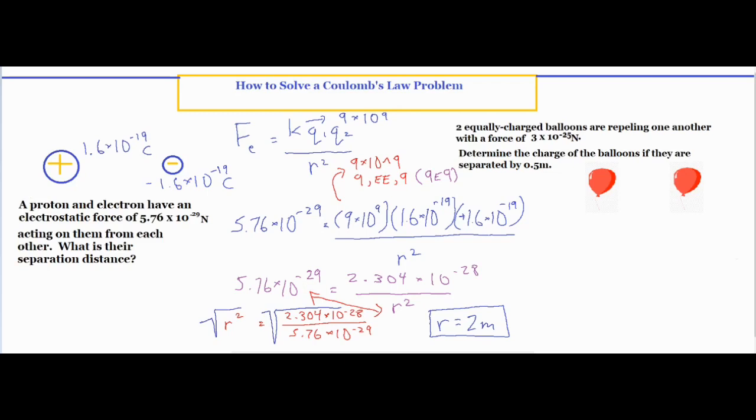All right, now for our second variation of Coulomb's law that's a little bit more complicated. It says two equally charged balloons are repelling one another with a force of 3 times 10 to the negative 25th newtons. Determine the charge of the balloons if they are separated by 0.5 meters. So let's go ahead and plug those values in.